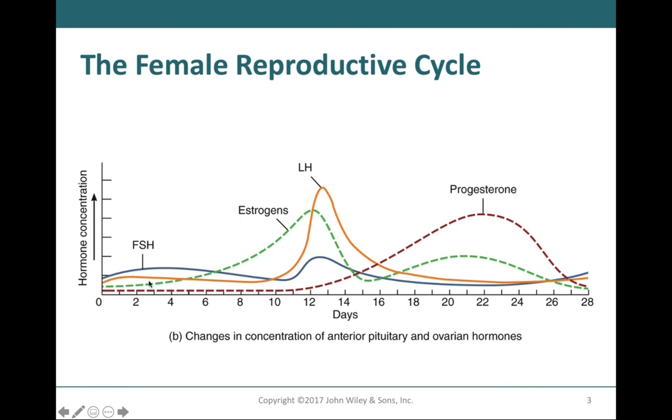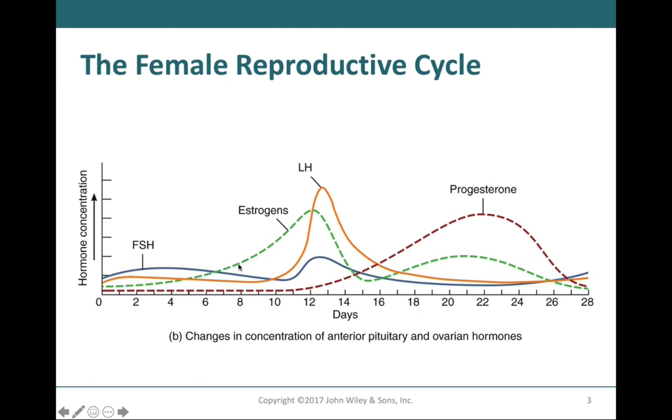This graph will show you 4 different hormones, their concentrations, and about at what time in the female reproductive cycle they are released. The first thing we want to notice here is the green dotted line, which is showing us estrogen. As the ovarian follicles develop, there's going to be more granulosa cells produced, and therefore more estrogen that's going to be released.